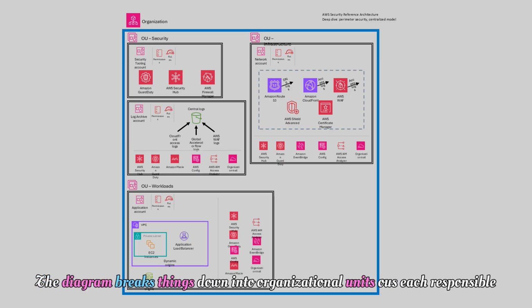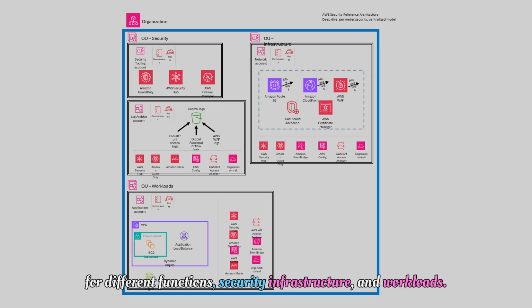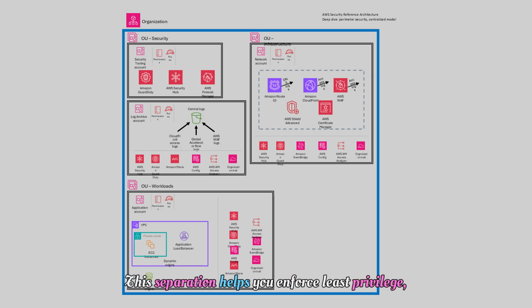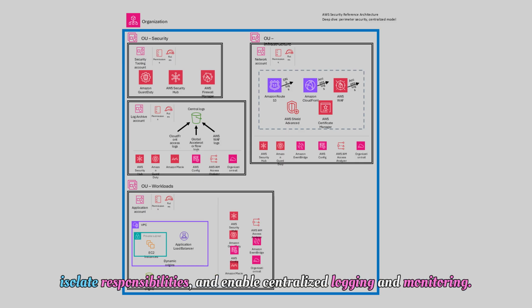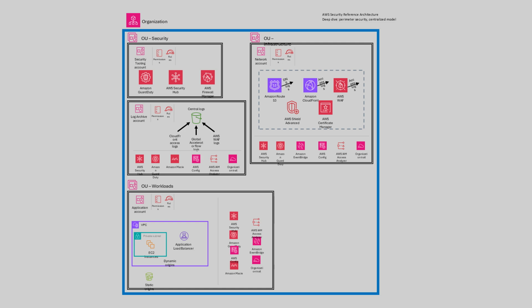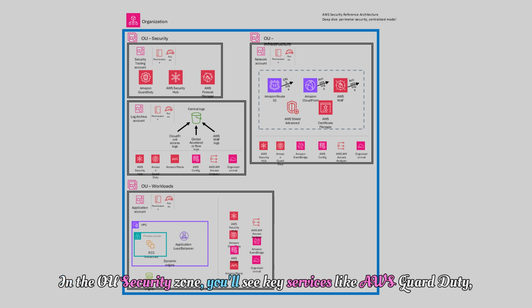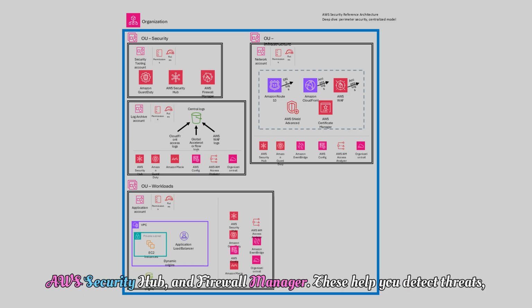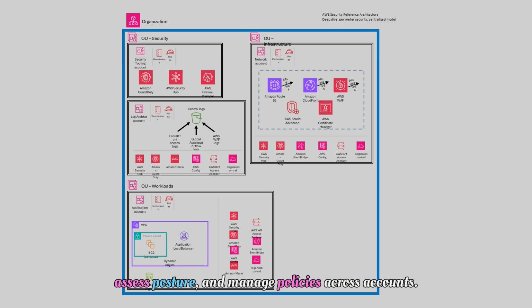The diagram breaks things down into organizational units, OUs, each responsible for different functions: security, infrastructure, and workloads. This separation helps you enforce least privilege, isolate responsibilities, and enable centralized logging and monitoring. In the OU Security zone, you'll see key services like AWS GuardDuty, AWS Security Hub, and Firewall Manager. These help you detect threats, assess posture, and manage policies across accounts.